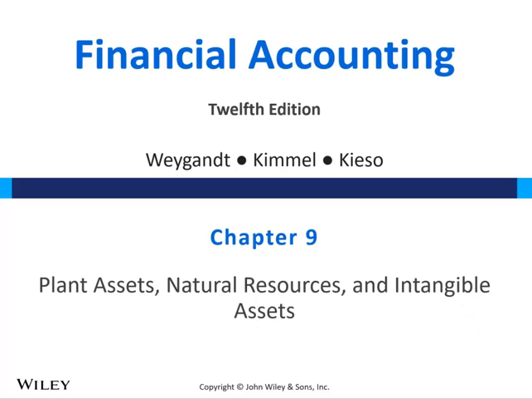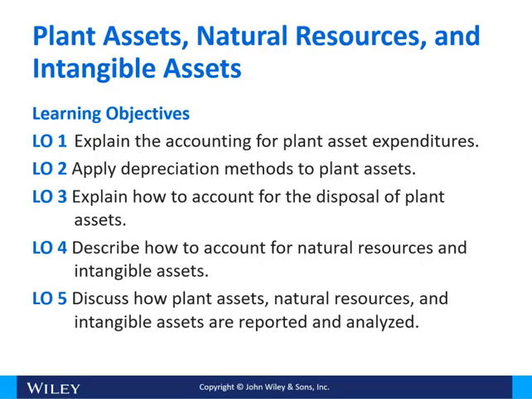In this video, we'll cover Chapter 9, Plant Assets, Natural Resources, and Intangible Assets. The learning objectives for this chapter are to explain the accounting for plant asset expenditures, apply depreciation methods to plant assets, explain how to account for the disposal of plant assets, describe how to account for natural resources and intangible assets, and discuss how plant assets, natural resources, and intangible assets are reported and analyzed.